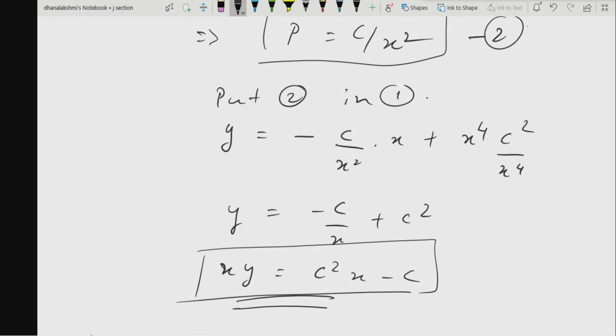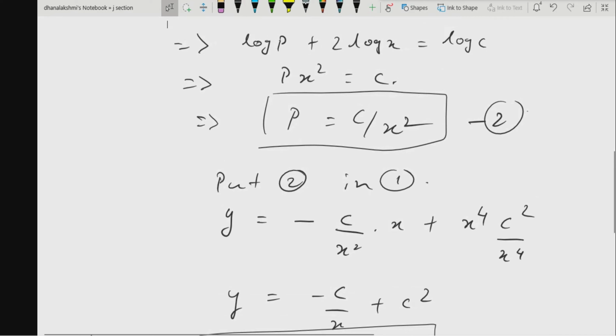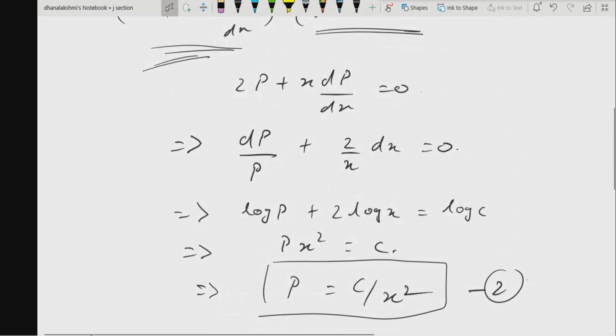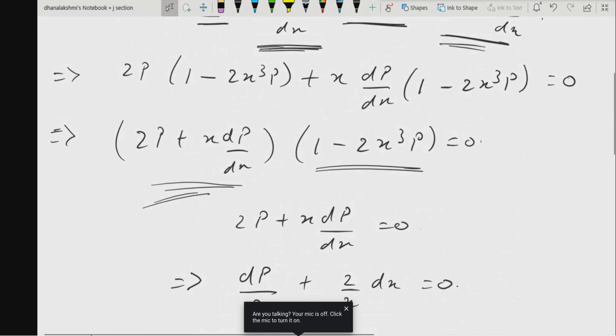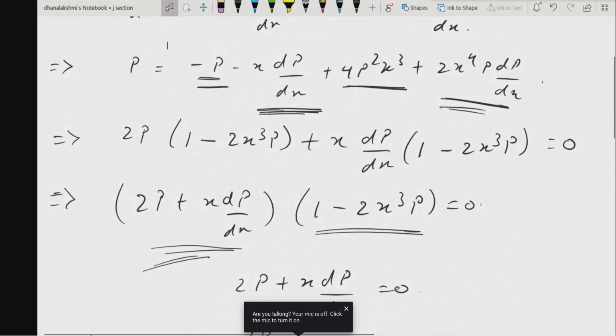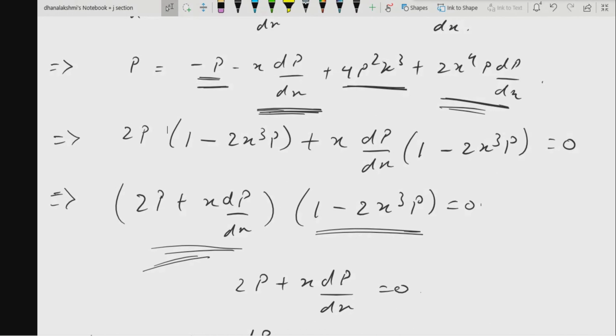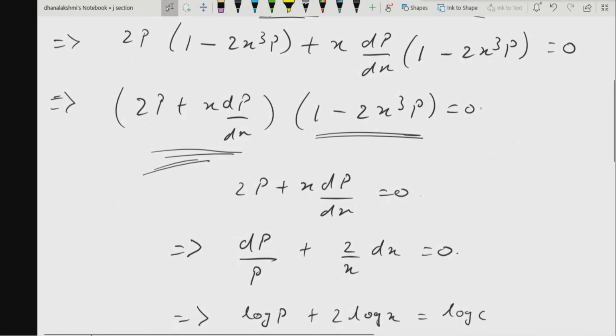But I thought you would ask a question here itself: why we are not choosing the second factor. I told you, since it does not contain dp by dx, the derivative of p, that's why. But that should not be the only reason, because the second factor is also equal to 0. Is it or not? Suppose you choose the second factor, what will happen? Let's see.